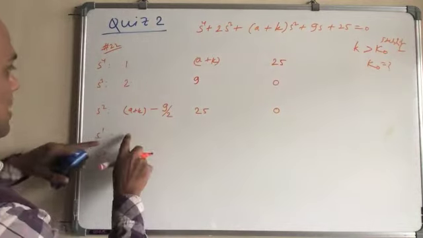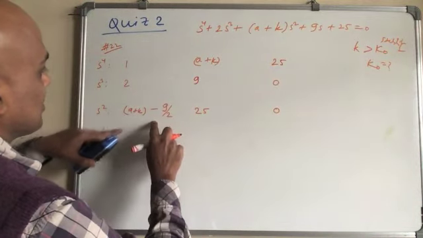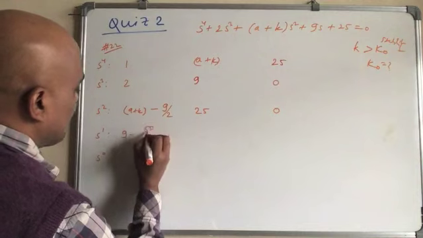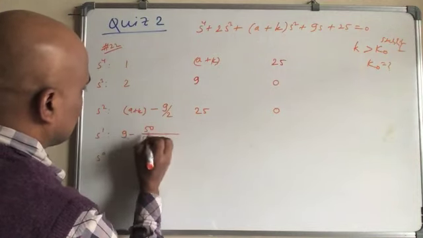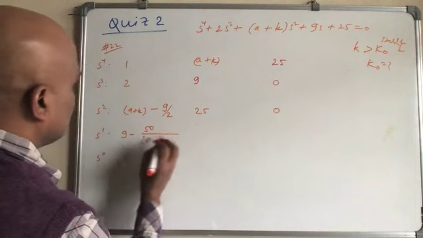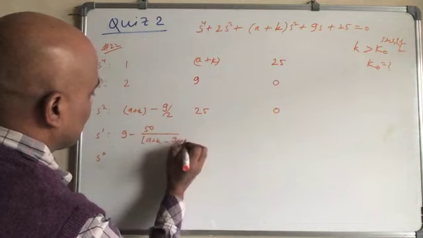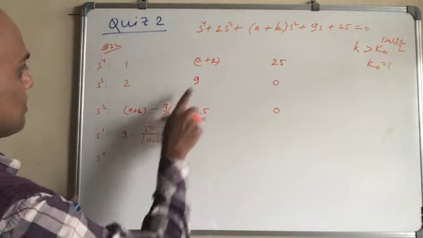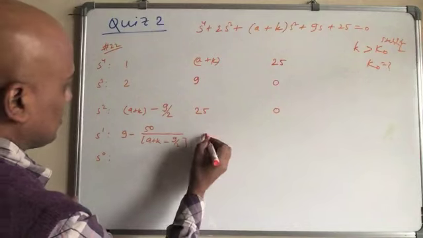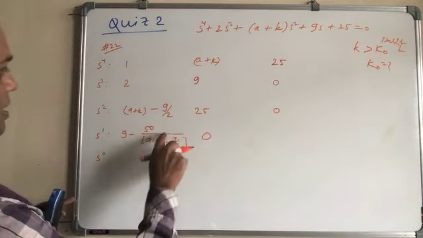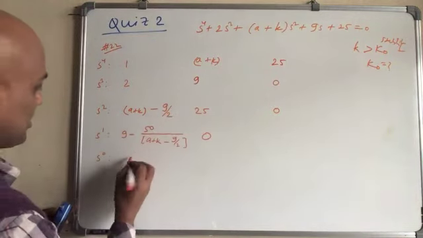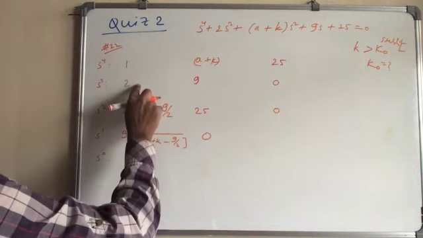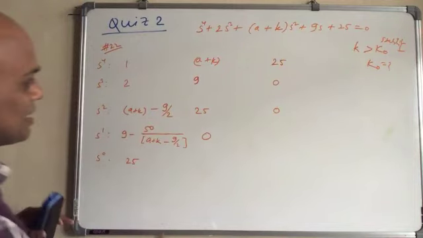Here now, this multiplied by this minus this, divided by this one. So what we get is 9 minus 50 divided by this value, (a plus k minus 9) over 2. So we get 9 multiplied by this divided by this one. And here we get 0. Here we get this multiplied by this divided by this, minus 25. So what we get, this is greater than 0, greater than 0, greater than 0. Since this positive, this positive, this positive, this also has to be positive. So let's check one by one.